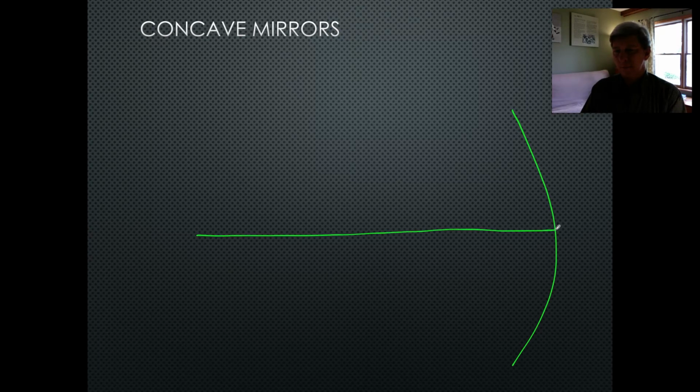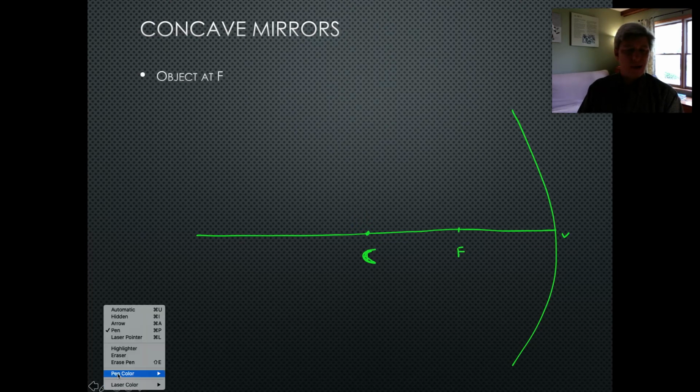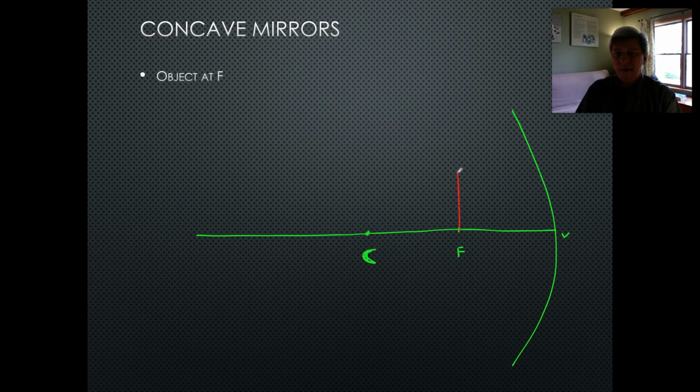All right, we'll draw our mirror. We'll draw our principal axis. Here's our vertex. I'll put the center of curvature about here. Whoops, that's C. We'll put our focal point halfway between C and V. And this time, I'm going to draw my object right at the focal point.